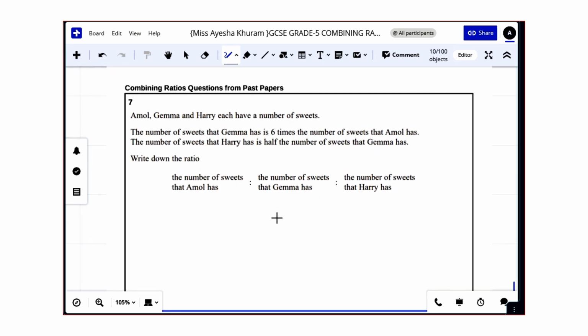Okay, let me guide you through question number 7. Amol, Gamma and Harry each have a number of sweets. Write down the ratio. He gives me the number of sweets. Gamma has 6 times the number of sweets that Amol has. Okay, it's very easy. Like Amol. Oh wait, let me use a darker color.